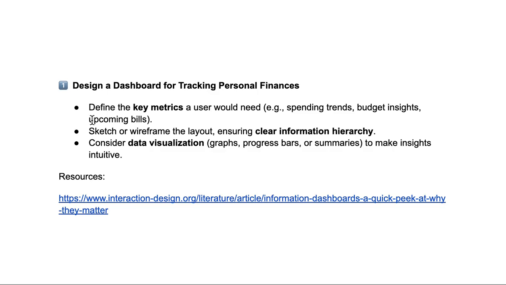So it could be spending trends, but it could just be balances, could be insights into budgets. Anticipatory upcoming bills may be beneficial. One of the big things in personal finance is debt to income ratios, and thinking about how people are burning up or burning down the money they have and the money they receive, either going into debt or accumulating savings.